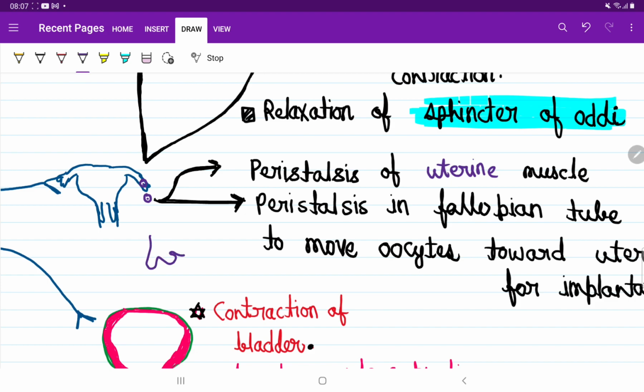If you remember, they have to come to this position. From here they enter, so they have to come here. They come here by ciliary movement and by peristalsis, and in the ampulla they participate in fertilization, and then they have to go toward the uterus for implantation. So who will promote it? This parasympathetic neural supply causes peristalsis in the uterus, and promotes this activity.